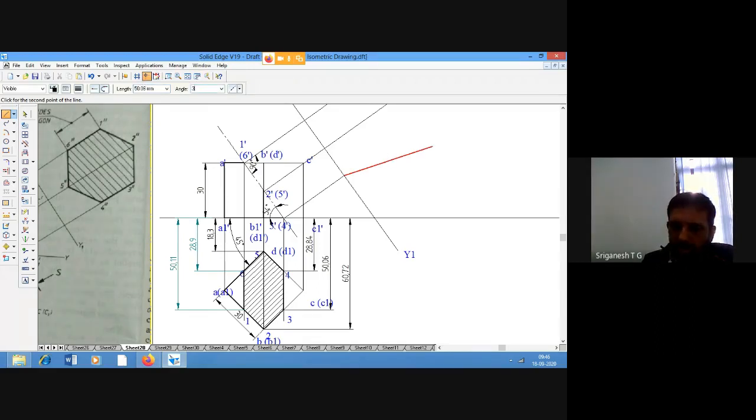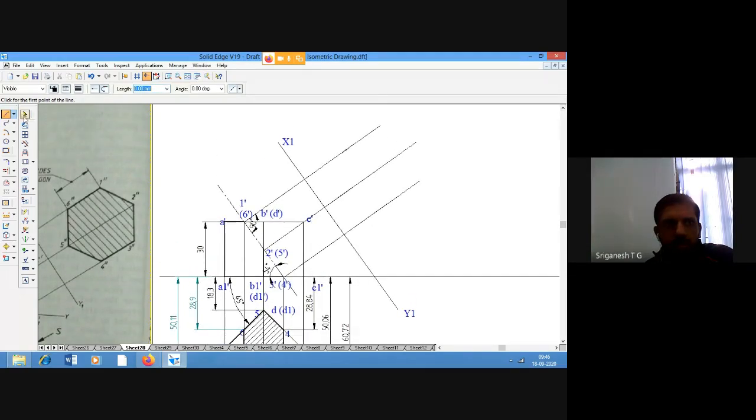50.06. Now point number 4. Point number 4 is on this line only. What is the distance? 28.84. Then point number 5, 18.3. Then point number 6, what is the distance? 28.9. Look here, I'll show you. This is point number 1, 2, 3, and then 4, 5, and 6. So join all these by straight lines.